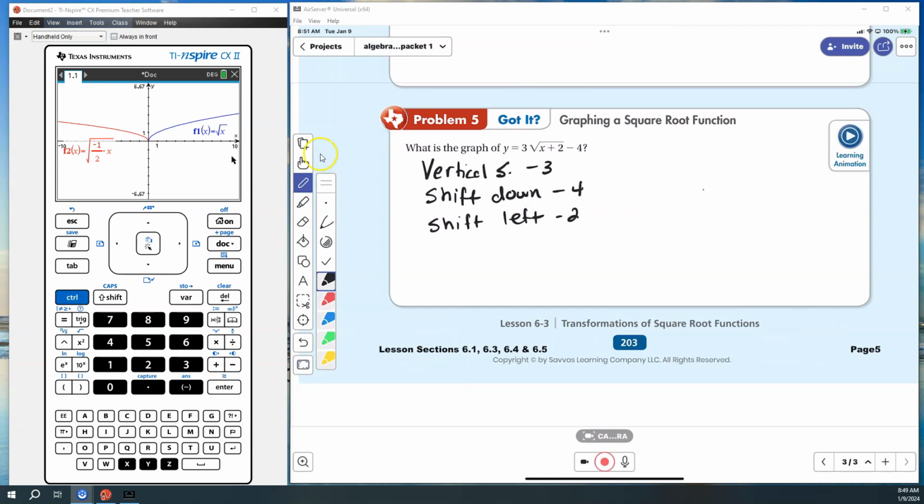So let me go ahead and type it in here. We have in front of it a 3. We don't have anything next to the x, so there's no horizontal effect. Then we have a +2, and then a -4. So let's go ahead and press enter. And you notice it shifts to the left, it does a vertical stretch, and it goes down 4. So that's true.